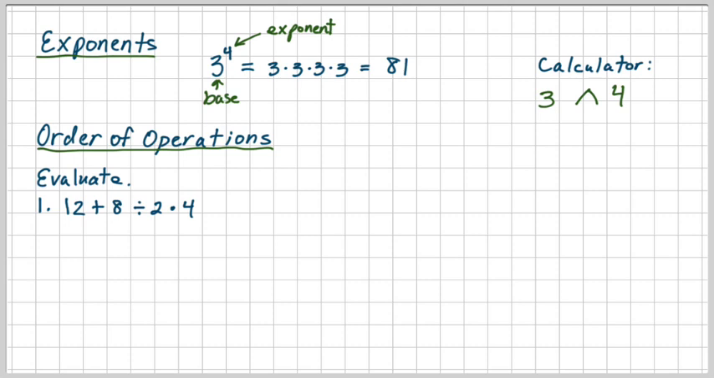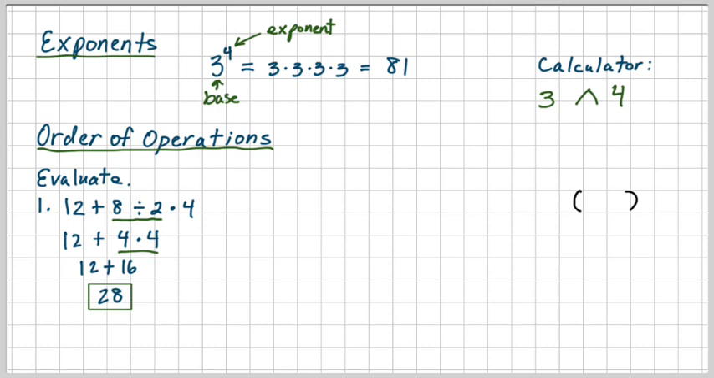So I hope you heard that clearly. We do not multiply before we divide. Those are equal priority. We do the one on the left first. So we actually divide here first. So it'll be 12 plus 4 times 4. So the next priority would be to multiply. And so we're going to get 12 plus 16, which is 28.